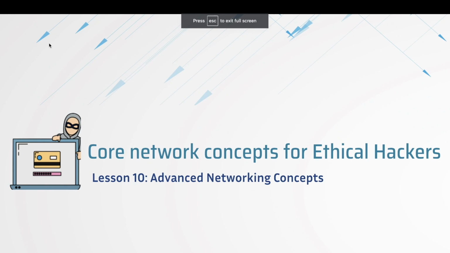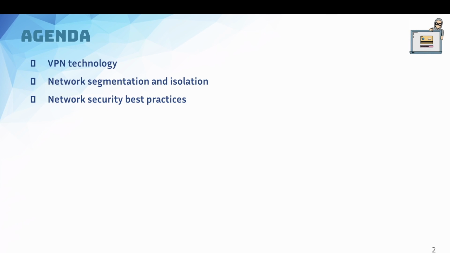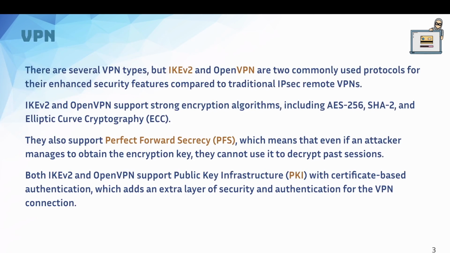Now let's talk about some more advanced networking concepts. Let's talk about VPN technologies, network segmentation and isolation, and network security best practices. First of all, VPN. There are several VPN types, but IKE version 2 and OpenVPN are two commonly used protocols for their enhanced security features compared to traditional IPsec remote VPNs. That was also a protocol, but it is used less and less these days.